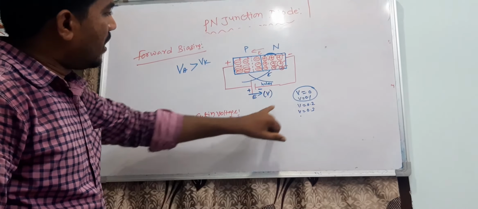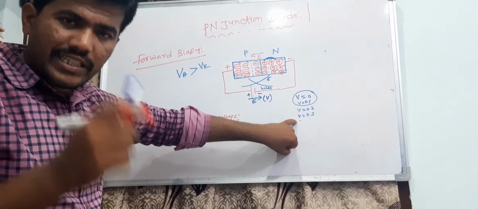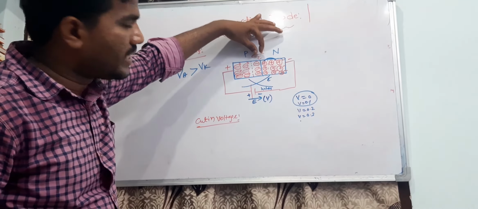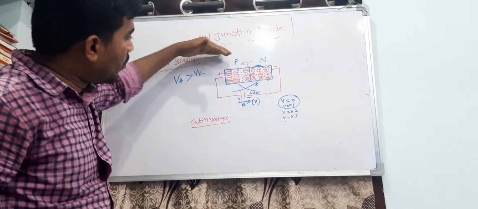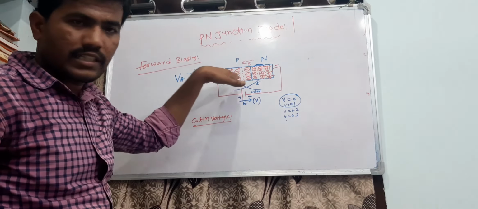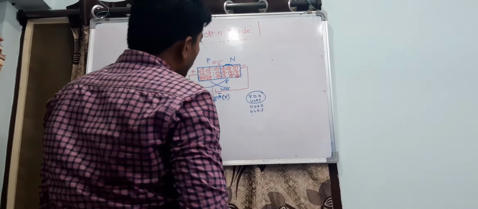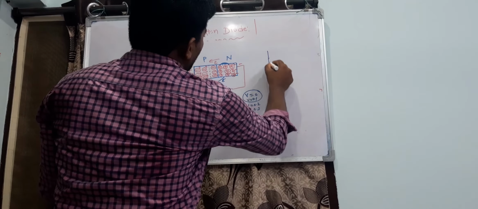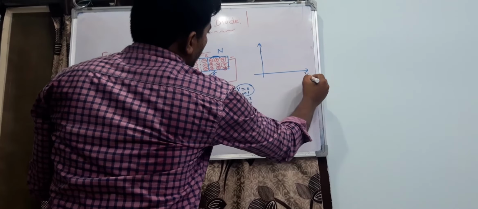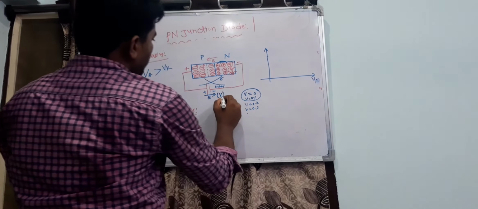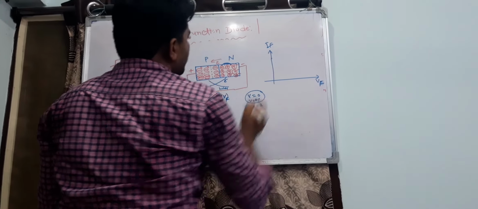That means I am applying 0.1, 0.2. When I increase the voltage, at a particular voltage almost all the depletion region width will be 0. When the depletion region width is 0, holes and electrons can cross the junction, and the current flowing will be maximum. So when we see the forward bias characteristics, this is the forward voltage, or VF, and this is the forward current.